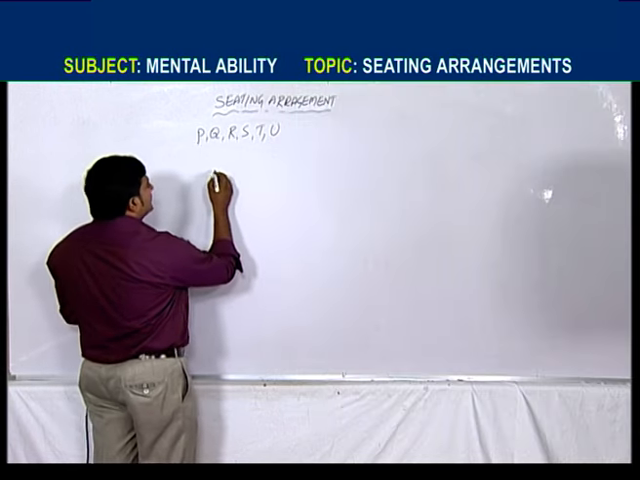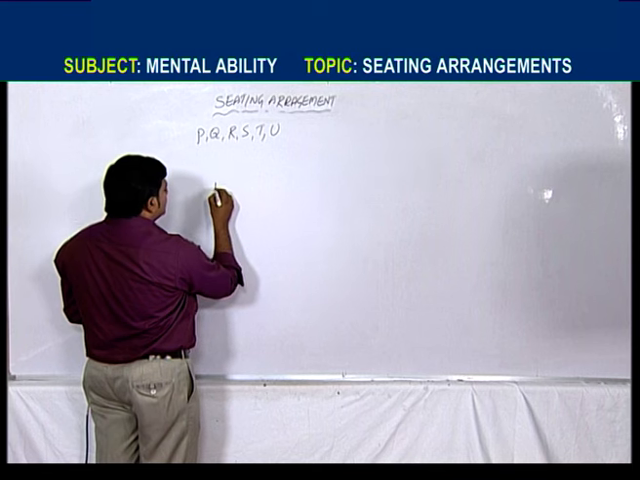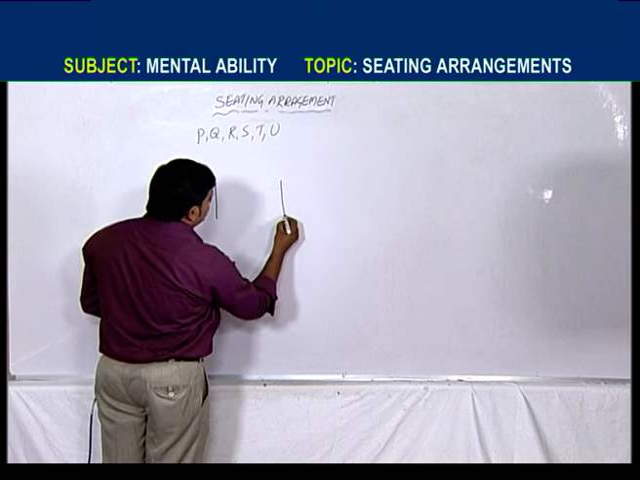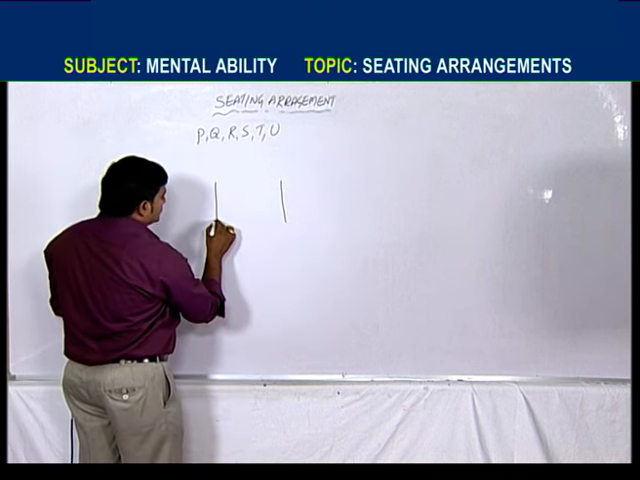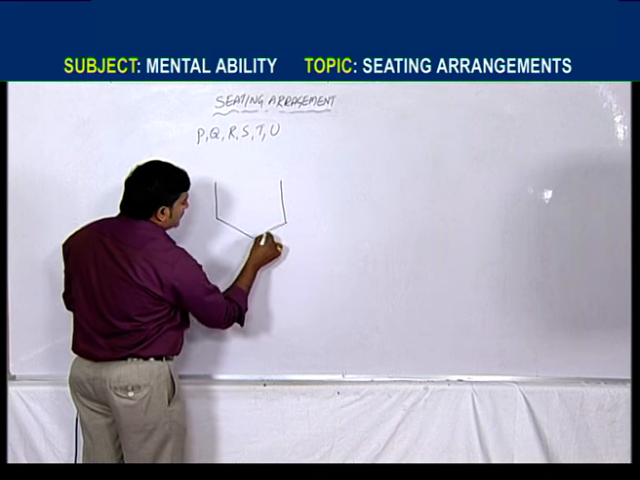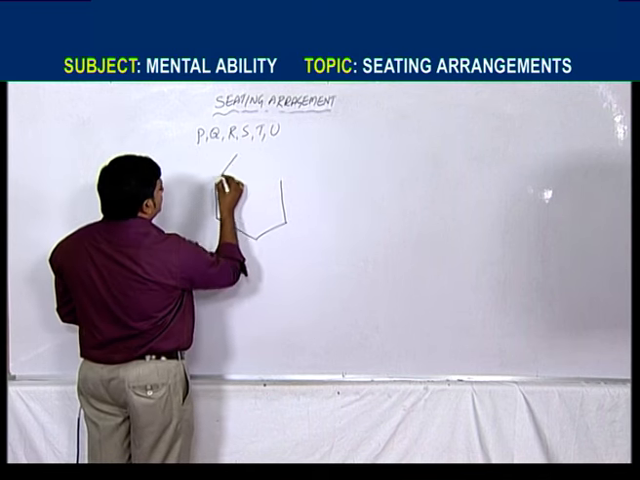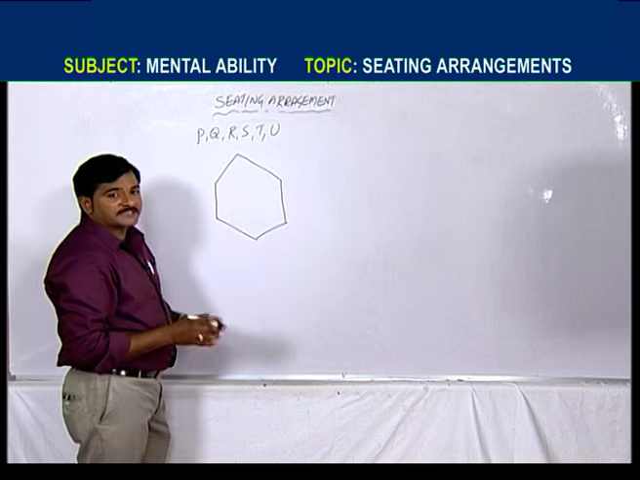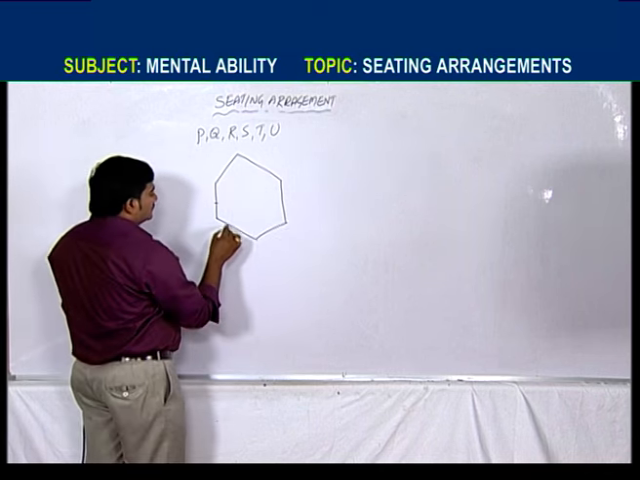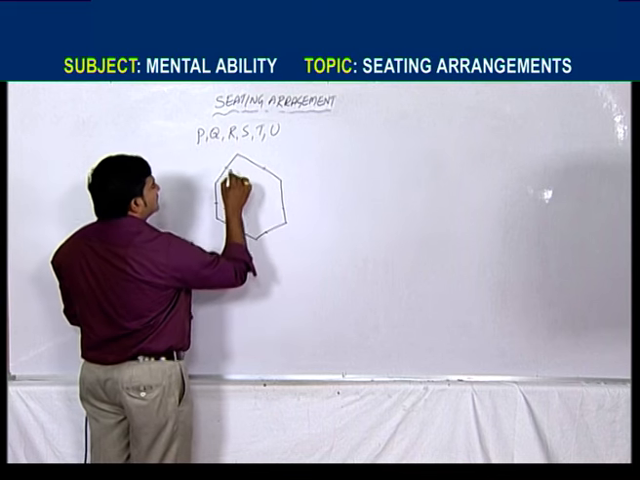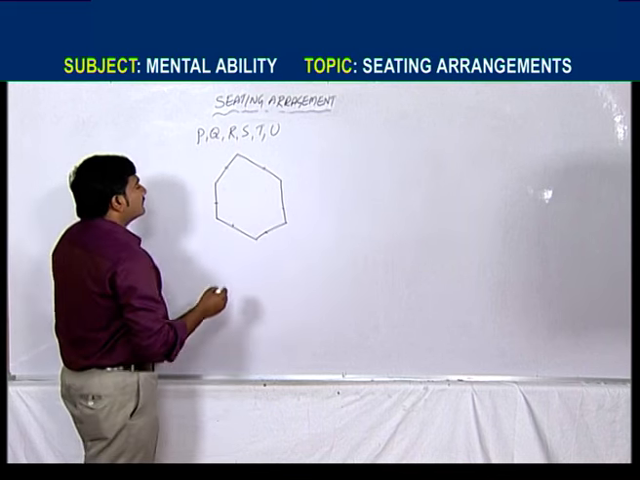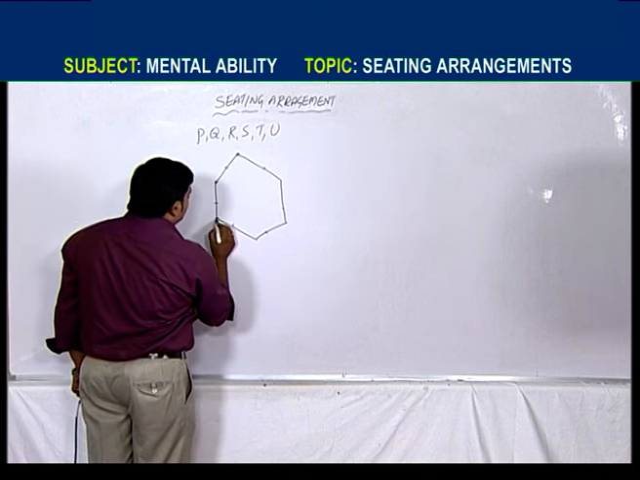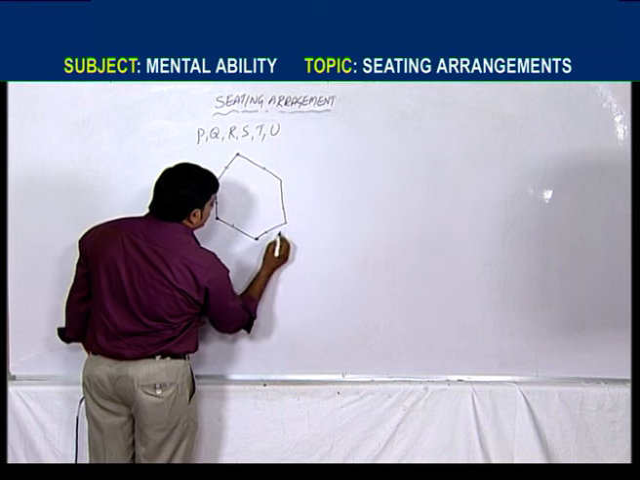First of all, we will take the hexagonal. We know the hexagonal shape is like a benzene ring, as science students already know. So I am drawing the hexagonal diagram. There are six sides: 1, 2, 3, 4, 5, 6. What he mentioned here is that they are sitting on the corners, each at a corner.